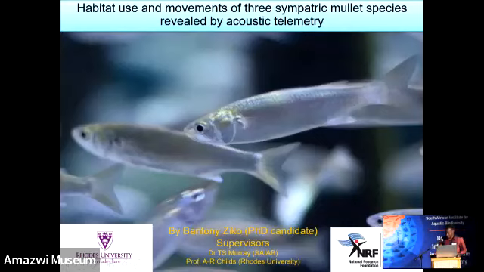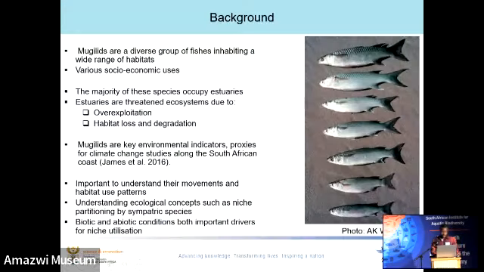Thank you for the introduction, and good afternoon to you all. As introduced, I'm going to be talking about the habitat use patterns and the movements of mullet species using acoustic telemetry. So just a bit of background.